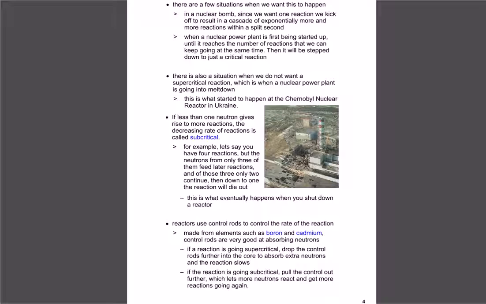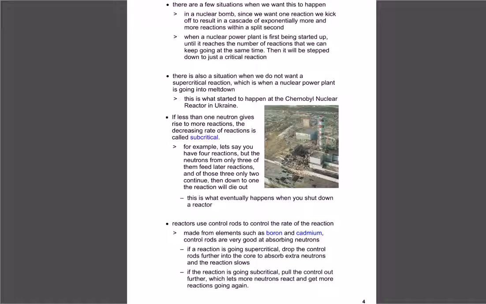Sometimes this is good. In a nuclear bomb, that's what we want to do. We want one reaction to kick off millions of them within a split second, and that's what makes the bomb explode. When a nuclear power plant first starts, we want it to be supercritical to get it up to speed, to get it towards producing enough energy. But we don't want it to happen when a nuclear power plant is already at its peak. If we want it to keep going, then we just want to make it back to critical. We want to keep it stable.